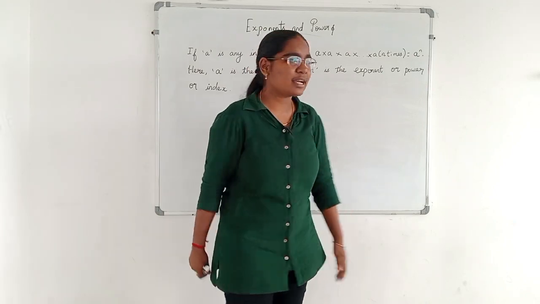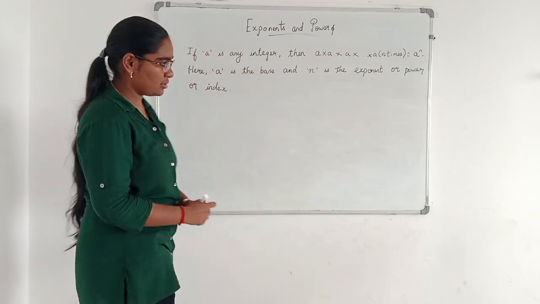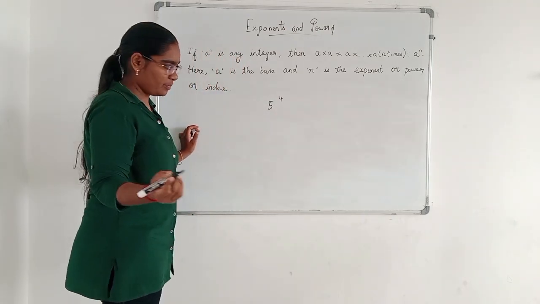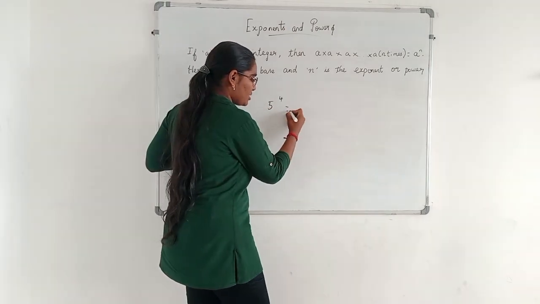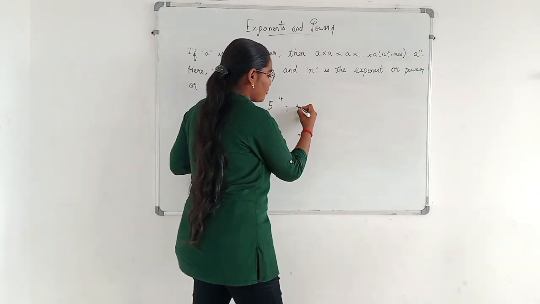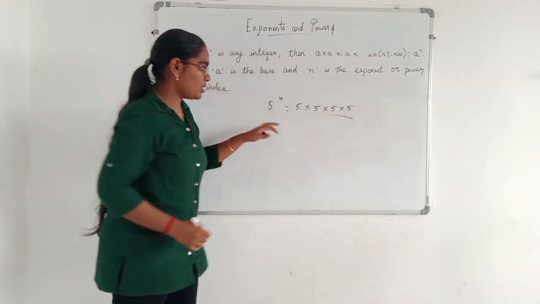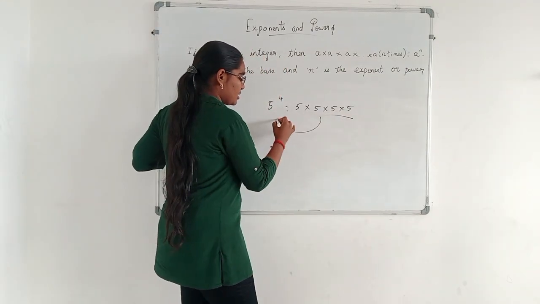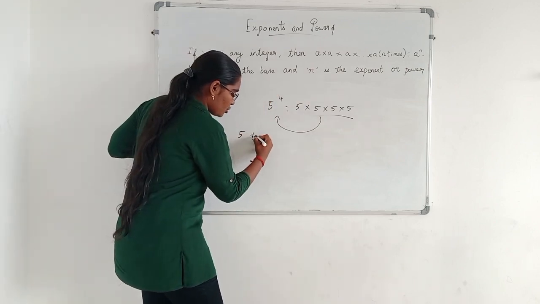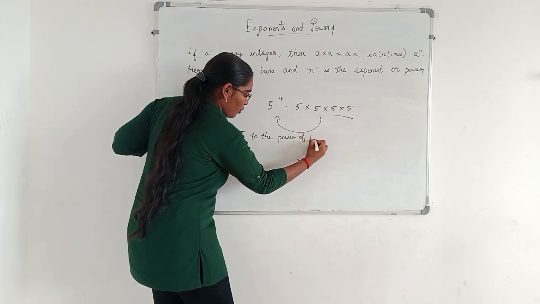Today we are going to learn exponents and powers. Okay, this is the definition. For example, 5 to the power of 4. This 5 to the power of 4 means this 5 can be written 4 times. We are writing this 5 4 times. Okay, this is expressed in this way: 5 to the power of 4.